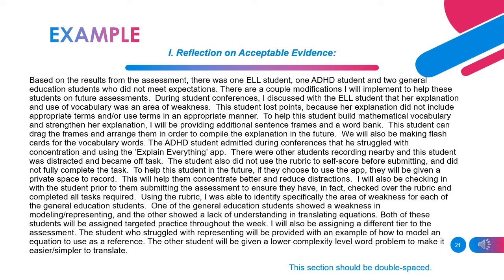Look at the third sentence. During student conferences, I discussed with the ELL student that her explanation and use of vocabulary was an area of weakness. This student lost points because her explanation did not include appropriate terms and/or use terms in an appropriate manner. That's the problem. Here's the solution. To help this student build mathematical vocabulary and strengthen her explanation, I will be providing additional sentence frames and a word bank. So this is an example of the type of rhetoric that needs to be in this section.